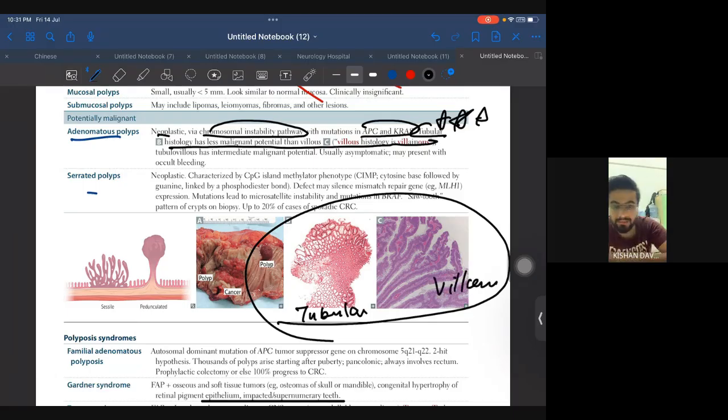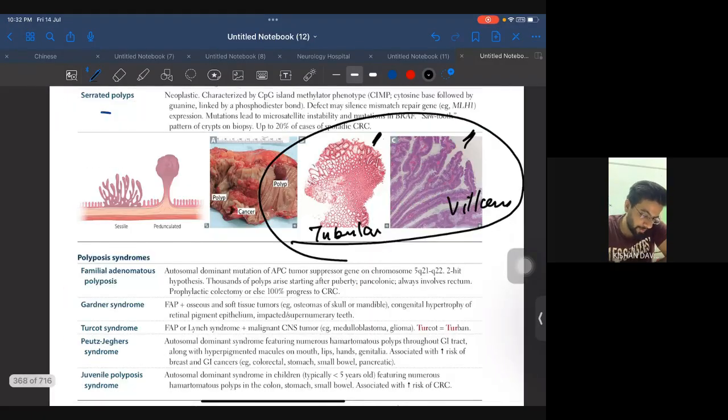Sometimes they will give you a polyp, take the biopsy, and find this histology or this one, and then ask whether it is malignant or not. So you should be thorough. Villous is more malignant than tubular.